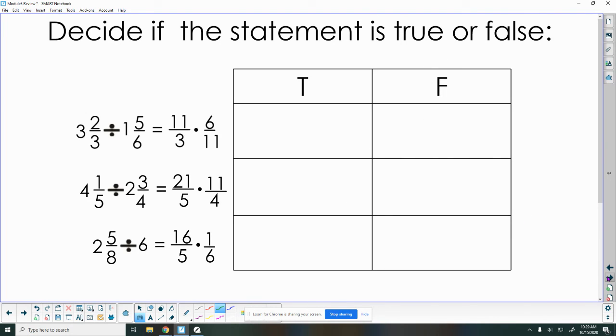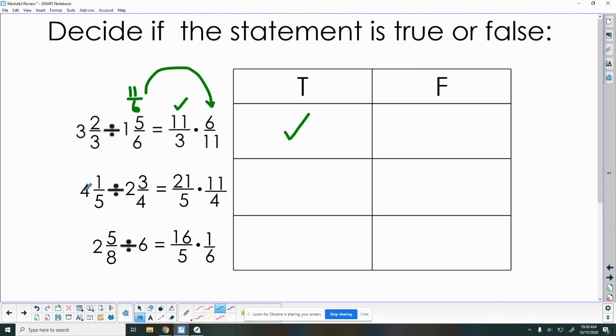Hey, we're going to decide if these are true or false. So we're dividing here, so we need to make them improper. So 3 times 3 is 9, 10, 11 over 3. So that looks good. 6 times 1 is 6 plus 5 more is 11 over 6. And we need to flip that. So 11/3 times 6 over 11 is true.